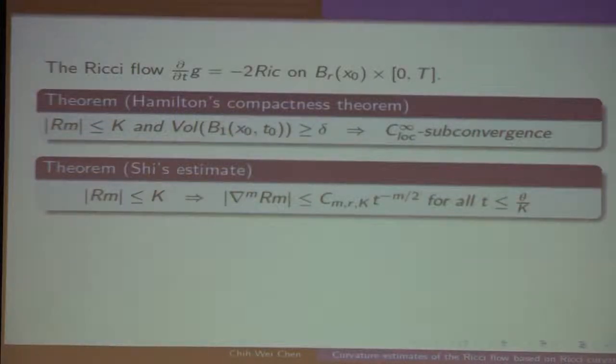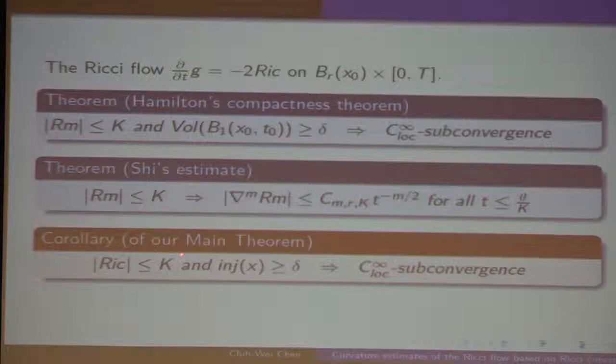A natural question is: if we replace the curvature operator condition by a Ricci curvature condition, and replace the volume bound by an injectivity radius bound, can we prove Hamilton's compactness theorem? I mean, if you have a Ricci and injectivity radius bound, can you get a C-infinity bound? We should note that the C-infinity comes from the bound of the Riemannian curvature. So if you don't have any information on the curvature operator, how can you derive a bound for higher order derivatives? Eventually we see that this is true. If you have a Ricci bound and an injectivity radius lower bound, then you can get C-infinity convergence. This is one corollary of my main theorem.